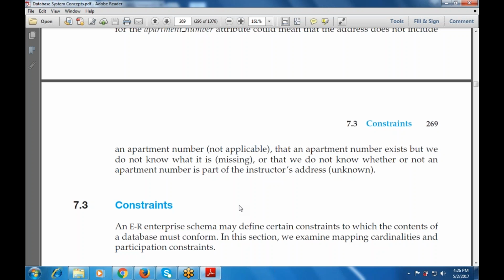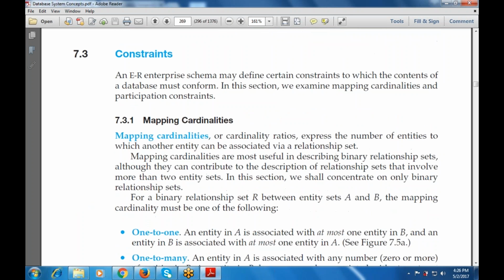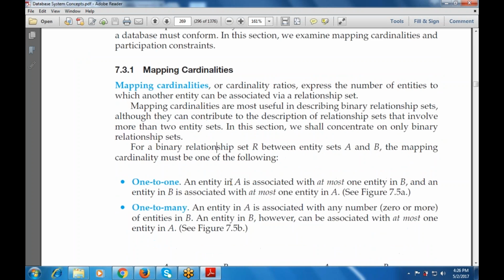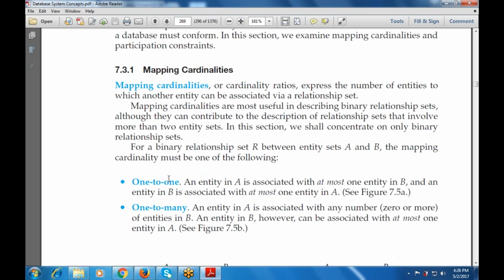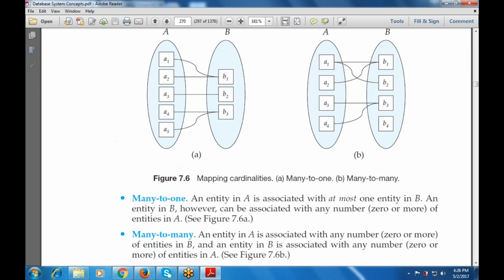The next is the constraint. An enterprise's schema may define certain constraints to which the contents of a database must conform. In this section, we examine mapping cardinality and participation constraints. Mapping cardinalities, or cardinality ratios, express the number of entities to which another entity can be associated by a relationship set. They describe binary relationship sets, which may be one-to-one, one-to-many, many-to-one, or many-to-many.